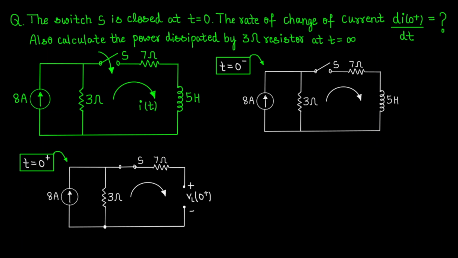Hi everyone, this is our second question from network theory. Here is the question. The switch S is closed at t is equal to 0. The rate of change of current d by dt of I of 0 plus is asked. We also have to calculate the power dissipated by the 3 ohm resistor at time t is equal to infinity. First, let us look at the prerequisites.